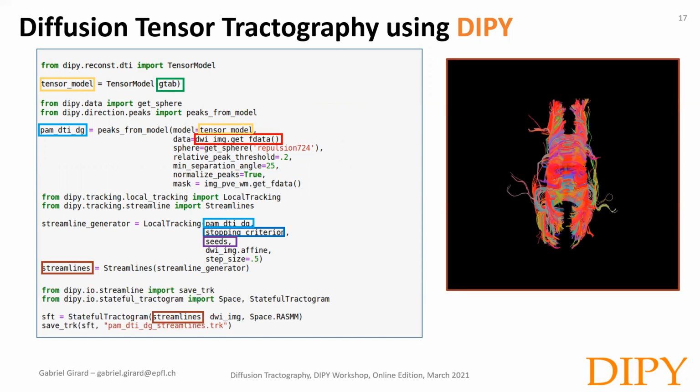Once we have our streamlines generated, we can save them on disk or start the visualization. On this figure, you can see a quick reconstruction of the corpus callosum using the diffusion tensor tractography. Here the point of view is from above.